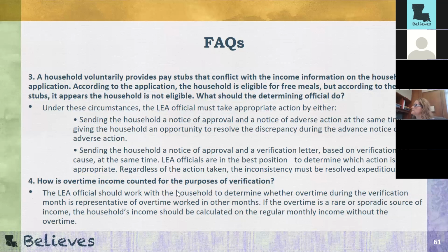Question 4, how is overtime income counted for the purposes of verification? The LEA officials should work with the household to determine whether overtime during the verification month is representative of overtime worked in other months. If the overtime is a rare or sporadic source of income, the household's income should be calculated on the regular monthly income without the overtime.